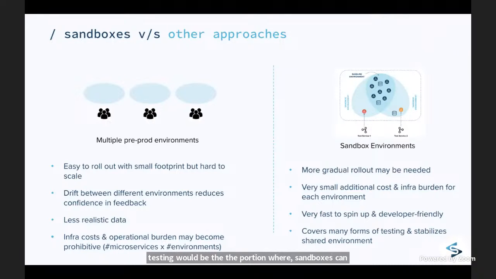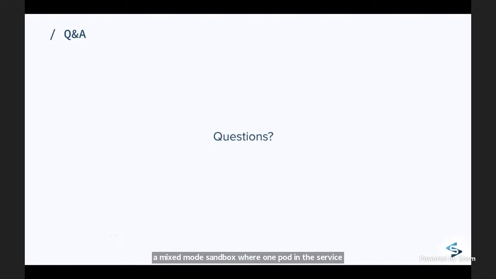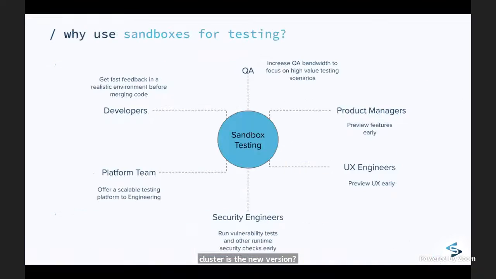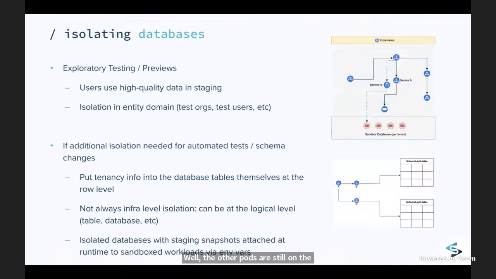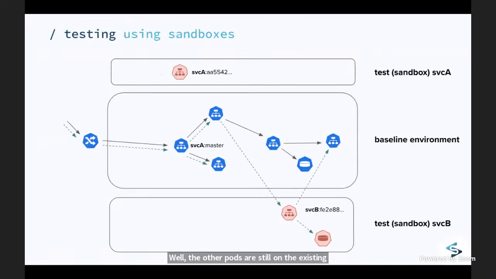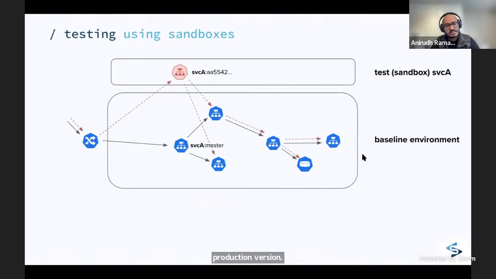So we just have one more coming in as well. Can you have a mixed mode sandbox where one pod in the service cluster is the new version while the other pods are still on the existing production version? That is essentially this model as a whole. These are existing production versions, and this is the only new pod that we launched.